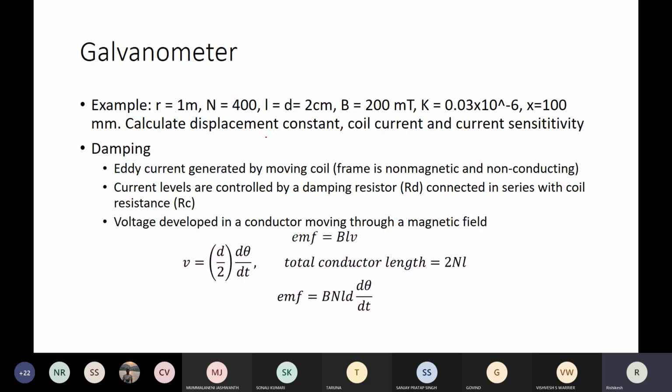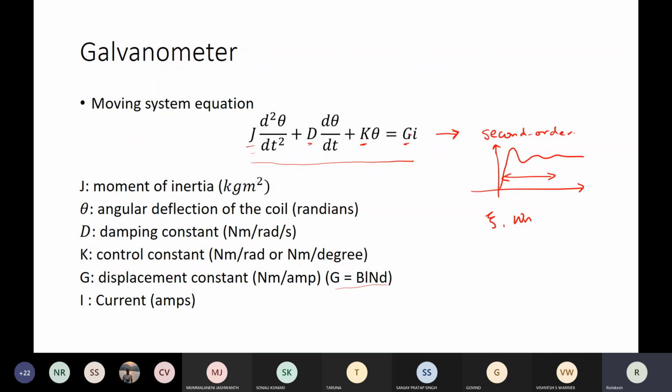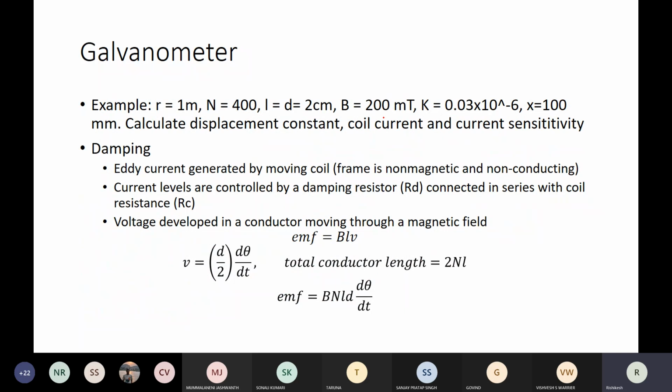Then you are asked to calculate the displacement constant, that is capital G, which is BLND. You can easily calculate it. All the quantities are given, and you can calculate the coil current. Current sensitivity also you are supposed to calculate. How will you calculate current sensitivity? Once you calculate the current, how much is the deflection? 100 mm. So the unit of current sensitivity is mm per microampere, right?